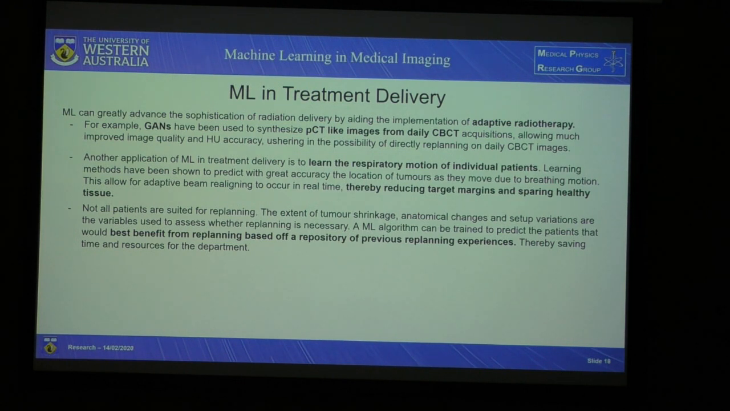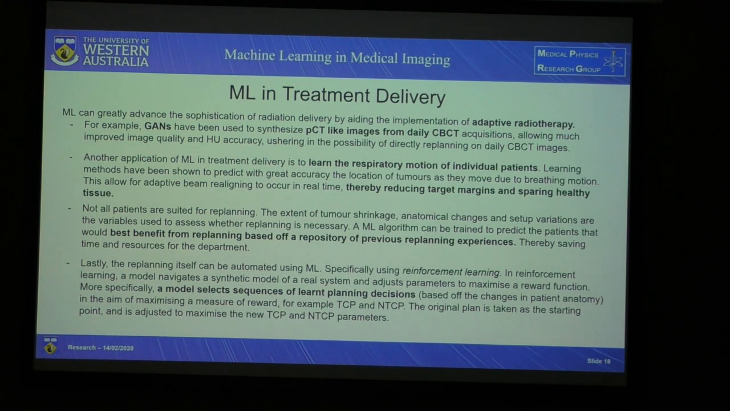So a machine learning algorithm can be trained to predict the patients that would best benefit from a replanning based off a repository of previous replanning experiences. And this will, again, save resources and time for the department. And finally, the replanning itself can be automated using machine learning. This is done using a technique called reinforcement learning.